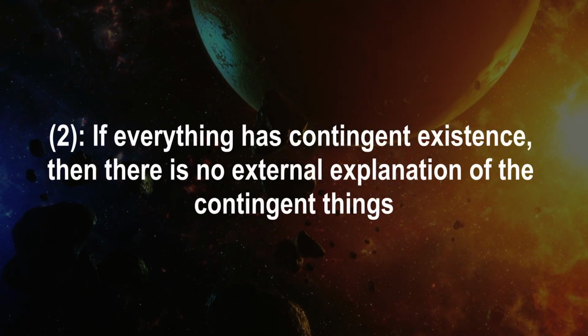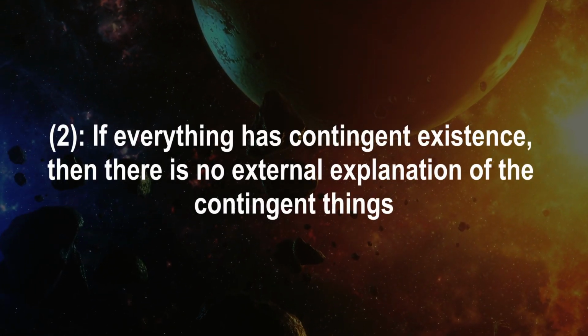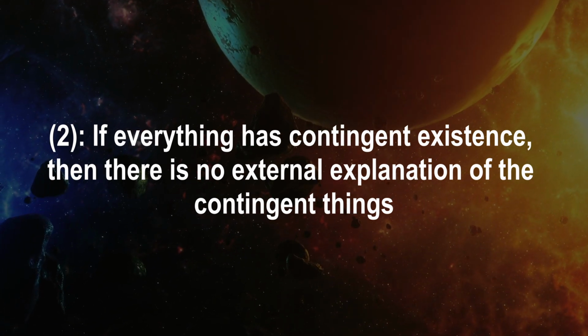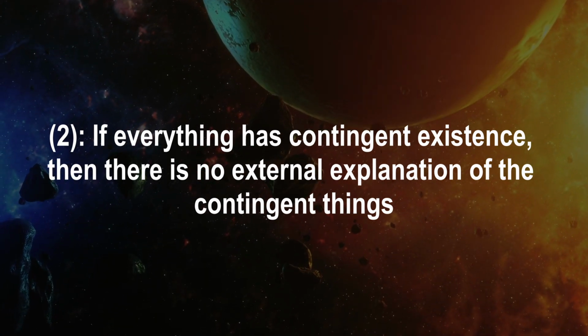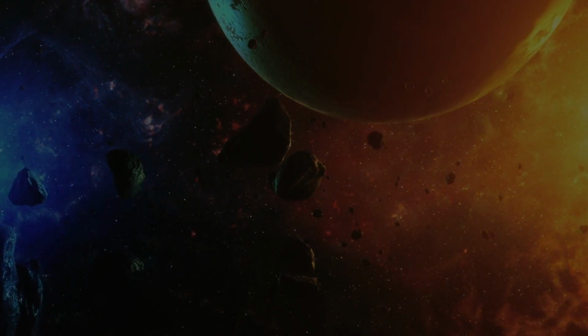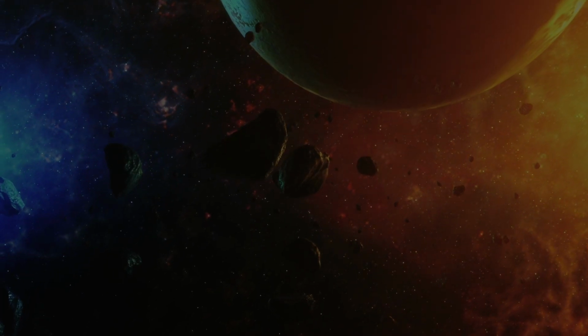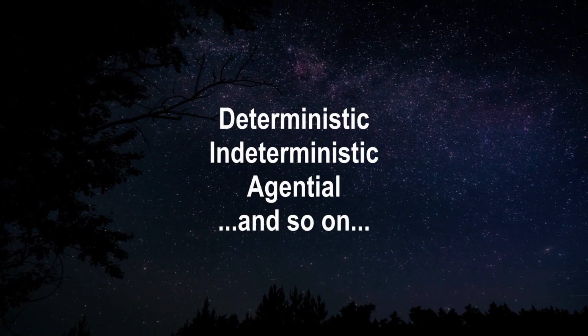Next, consider premise 2. If everything has contingent existence, then there is no external explanation of the contingent things. So let's first discuss what it means to explain a thing's existence. By explanation, we just mean anything that makes sense of the object's existence.